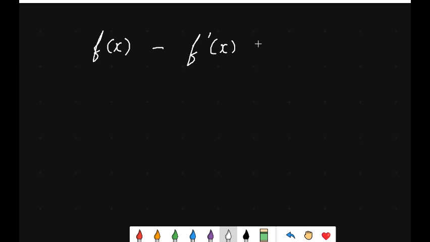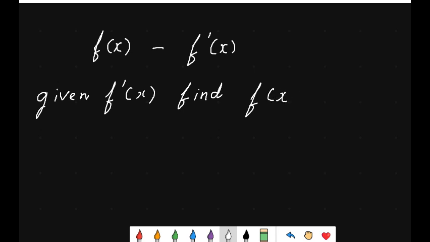Now, what we really need to find out is that given the derivative, I'm just going to write that down: given f prime of x, find f of x. Okay, that is the problem, that is the process of anti-differentiation.